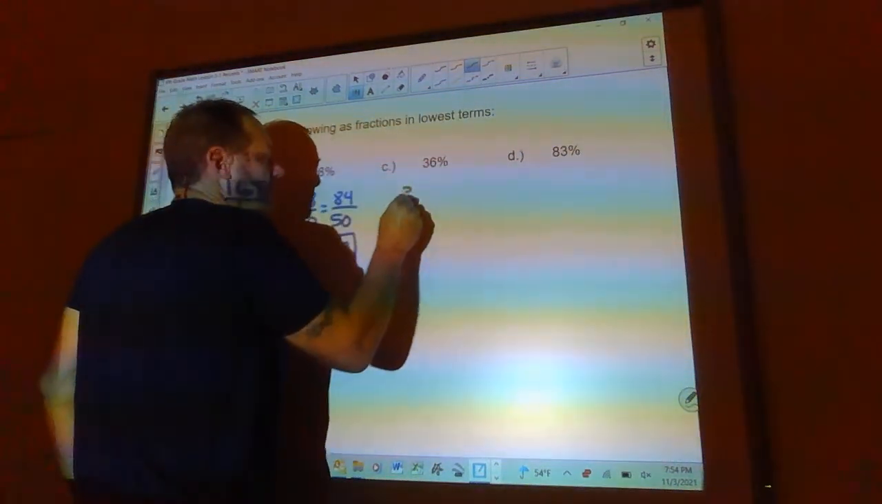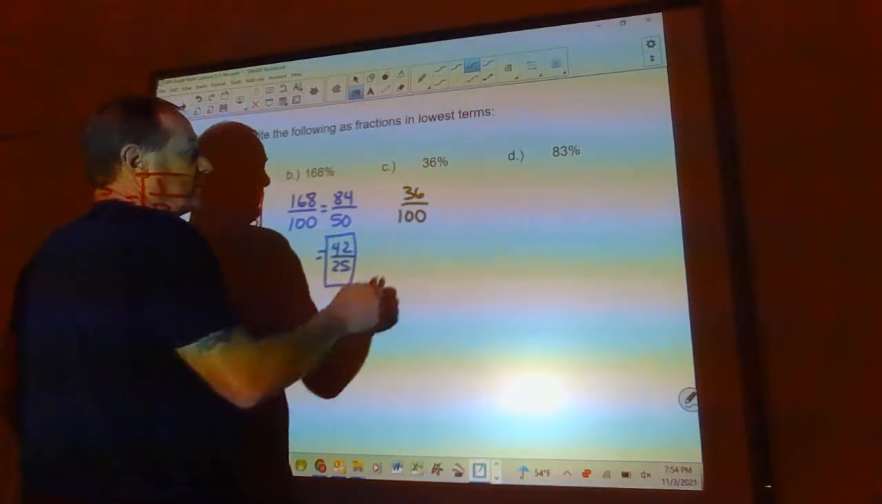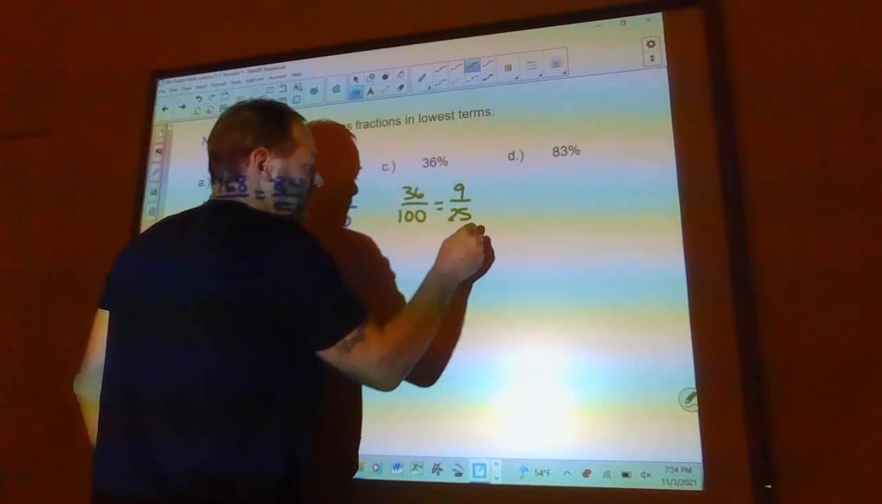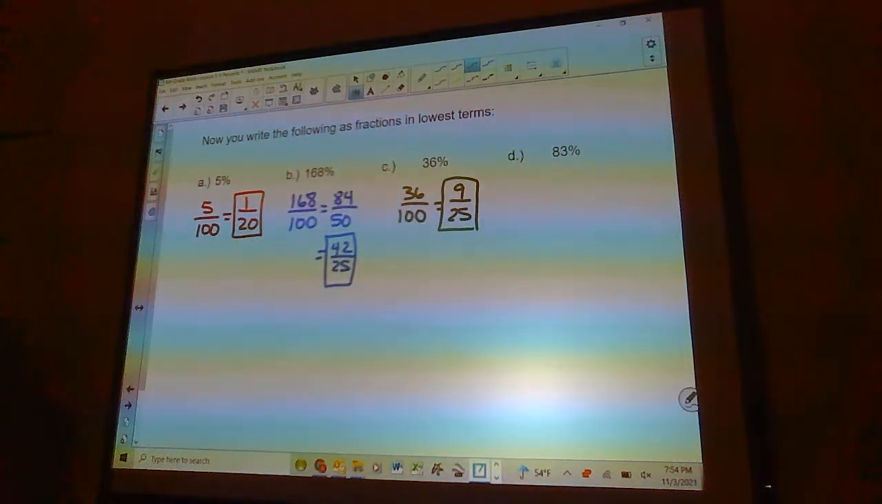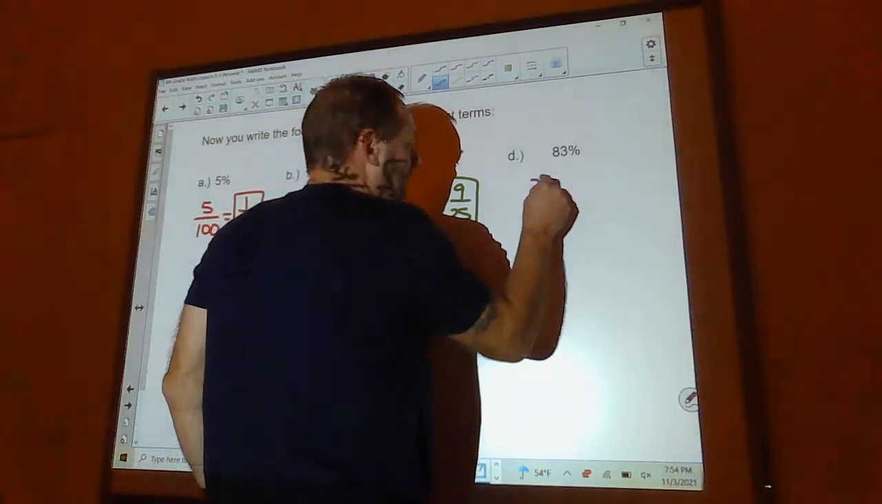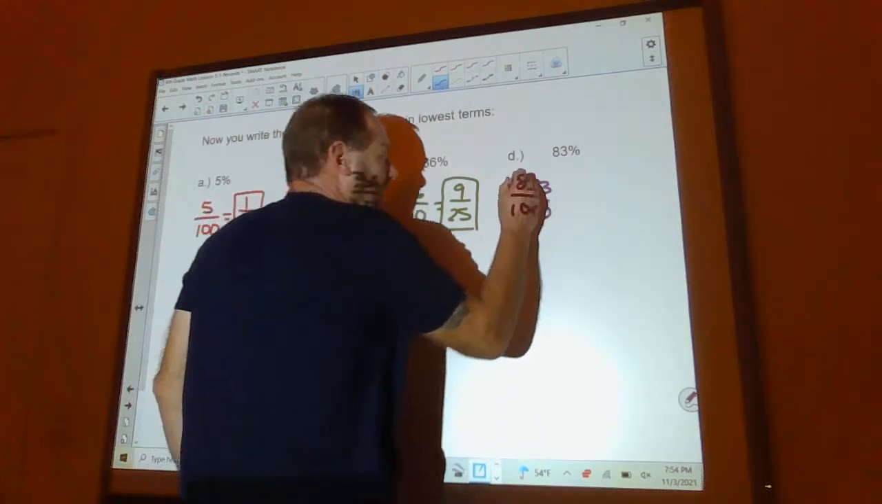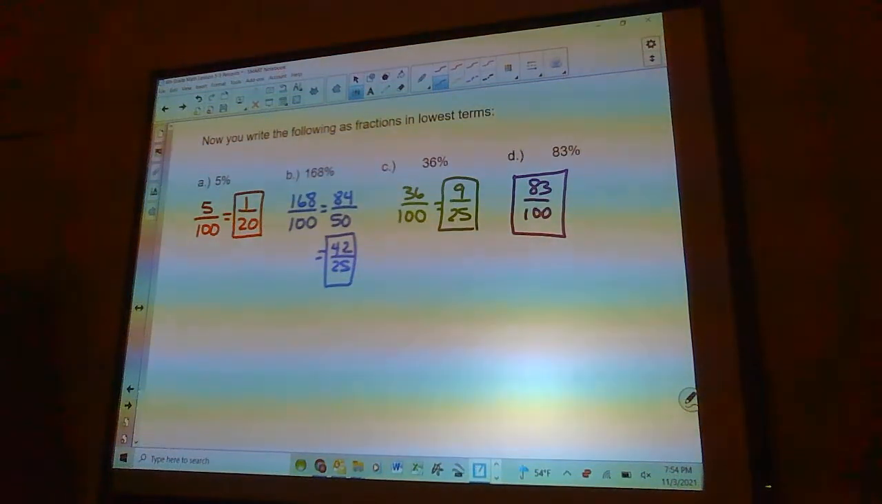36%. 36 out of 100. 4 will go in there 9 times, and 4 will go in there 25 times, so that's 9/25. And finally, 83 out of 100, but 83 is prime, so I can't reduce that. That's just the answer right there, 83 out of 100. So there you go.